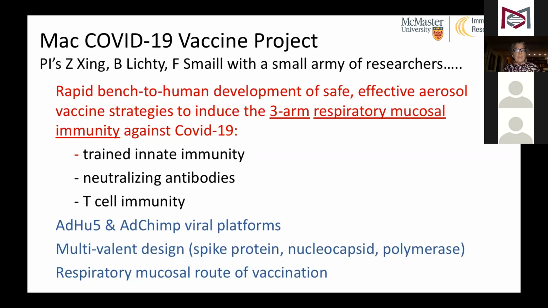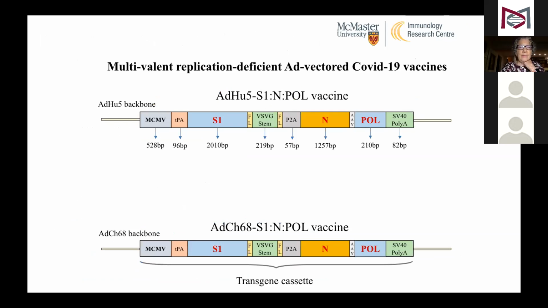We'll be using both an Ad5 and an Ad-chimp viral protein. Rather than just using the spike protein, which many of the others are doing, it will have a multivalent design, the nucleocapsid and the polymerase as well. And as I've mentioned, look at the respiratory mucosal route of vaccination.